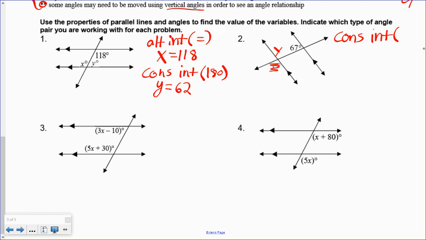What do I know about their measures? Supplementary. Okay, so then what does that mean y has to be? 113. So be on the lookout for those. If the angles don't automatically have a relationship, you can shift one or the other, it doesn't matter which, using vertical angles, and then you're good to go.